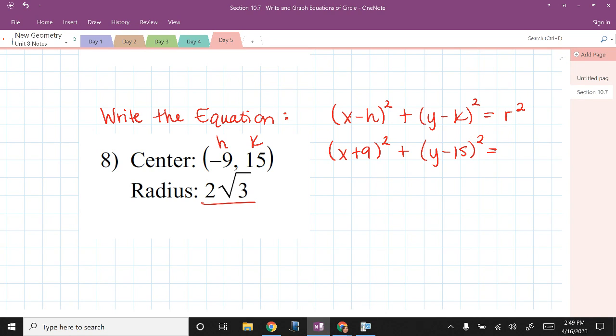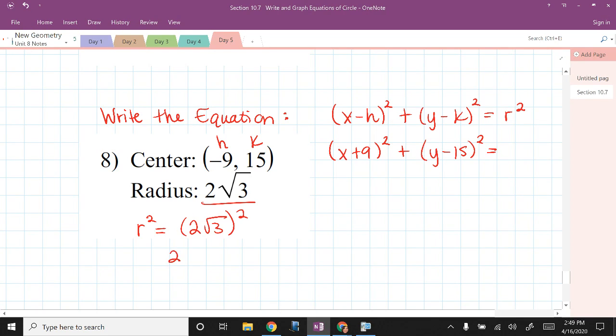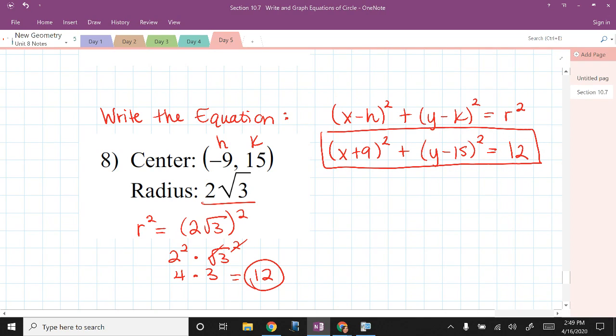So for the radius squared, you're going to take 2 radical 3 and square everything. So that means 2 gets squared and radical 3 gets squared. Well, 2 squared is 4. And radical 3 squared, remember a square and a radical cancel each other out. So radical 3 all squared is just 3, and 4 times 3 is 12. So the radius squared is 12. And here is your answer for your equation for number 8.